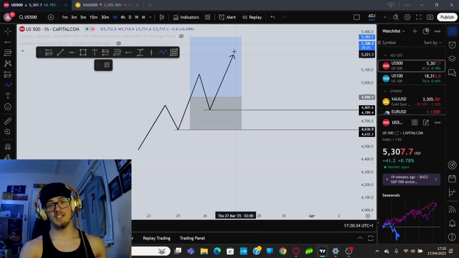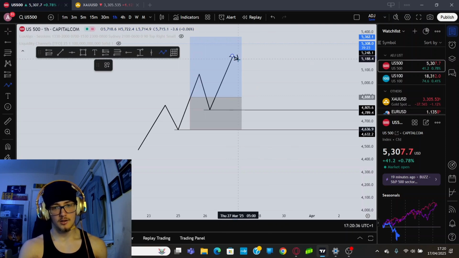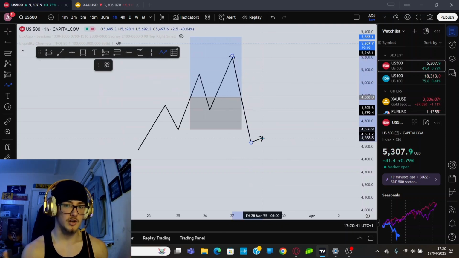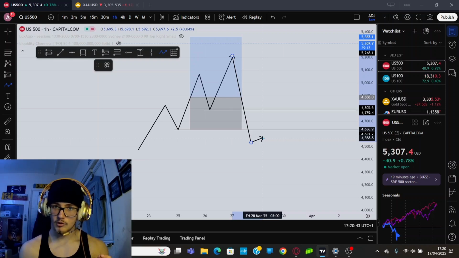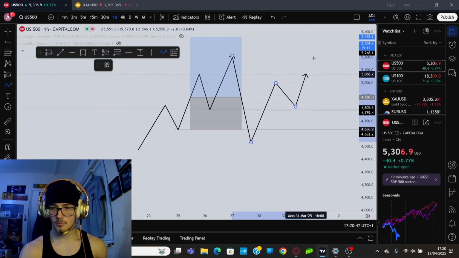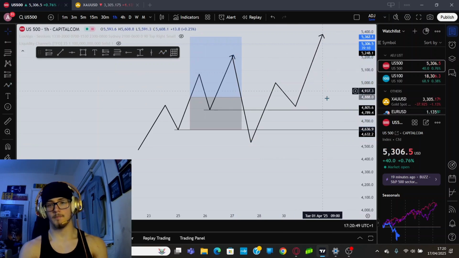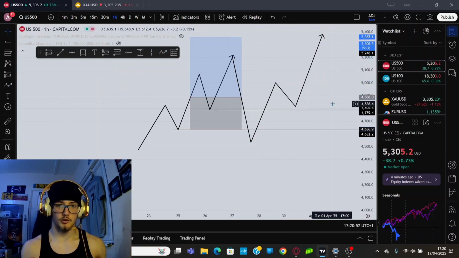So what you see a lot in the market is the market would come down, sometimes aggressively as well, take out, go below these lows, and then keep pushing up higher than it did before. And that, what some people like to call, is a fake out or manipulation.